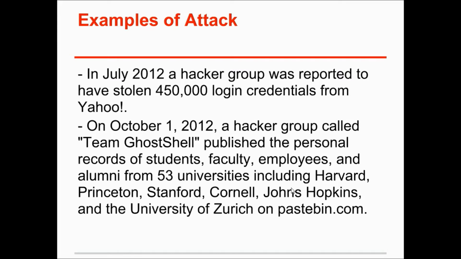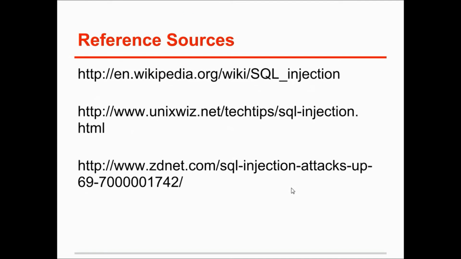And recently, on October 1st, 2012, a hacker group called Team GhostShell published personal records of students, faculty, employees, and alumni from 53 universities including Harvard, Princeton, Stanford, Cornell, Johns Hopkins, and the University of Zurich on a website named pastebin.com. And here are some of my reference sources related to SQL injection.